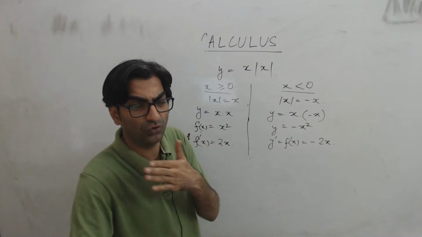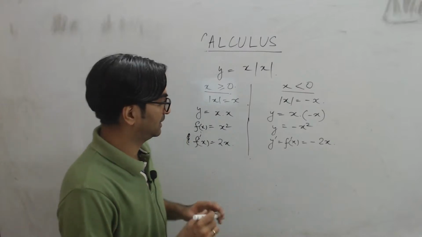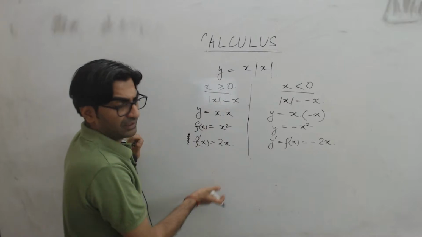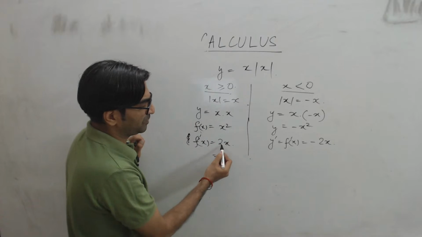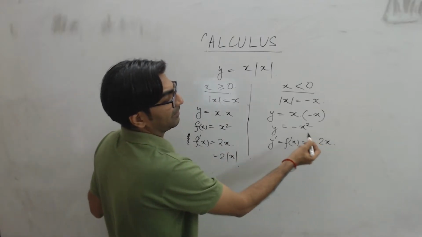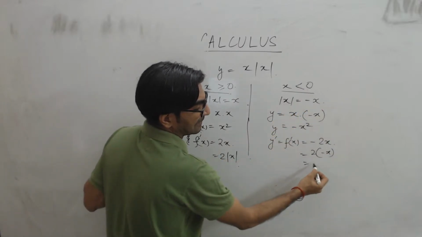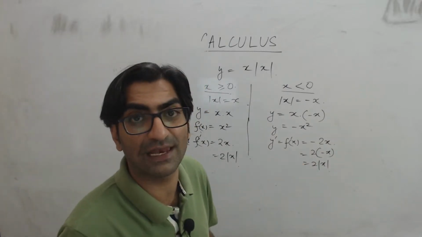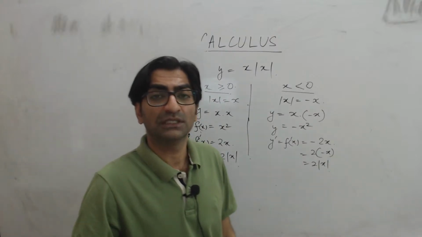But if you look at the options, it gives you a big hint. Option says 2 times mod of x. So why not replace this with the mod? In this part of the x-axis where x is positive, mod of x equals x, which means I can write this as 2 times mod of x. Whereas in this domain, mod of x equals negative of x, so negative of x can be written as mod of x. So in both cases, I'm getting 2 times the modulus value. So indeed, the correct choice is option C, right?